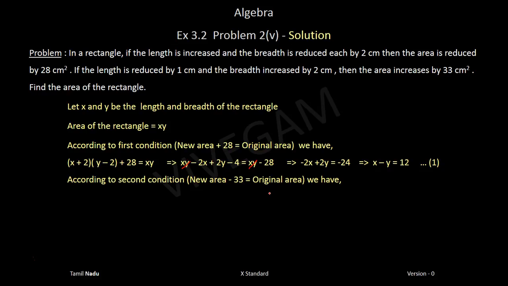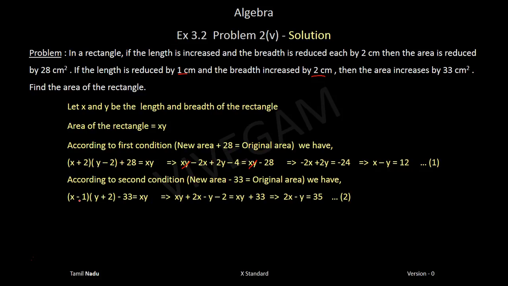Now, second condition. Second condition we saw earlier, the new area minus 33 is the original area, right? What is the new area? The length is decreased by 1 centimeter and the breadth is increased by 2 centimeter. Am I right? So original length and breadth were x and y. So x minus 1 is the new length and y plus 2 is the new breadth. Multiplying these two, we get the new area, and minus 33 equals xy. We explained all this in the discussion.